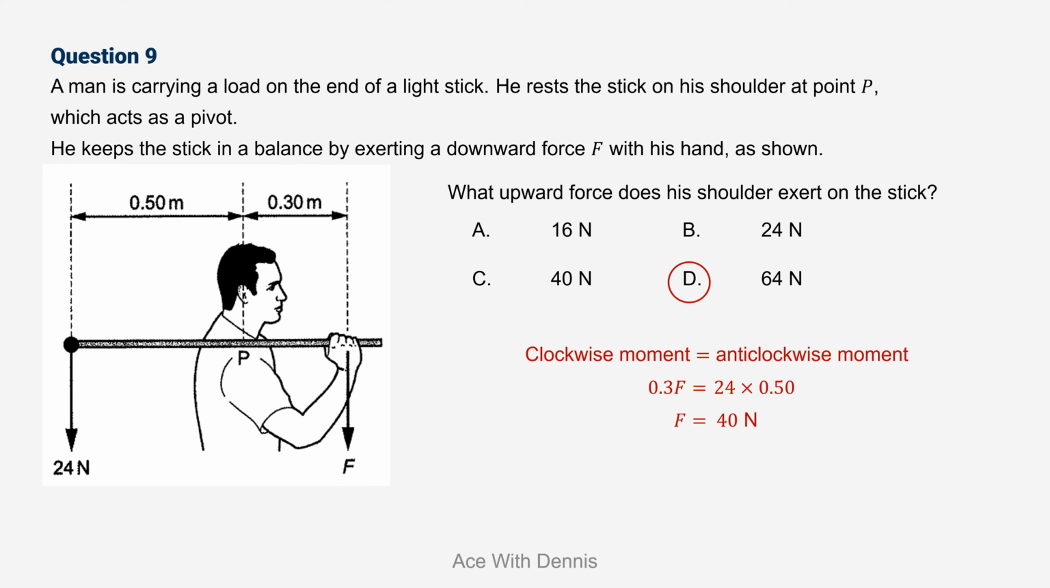Now we know that F is 40 newtons. So since this is in an equilibrium state, the total upward force will be equal to the total downward force. So the force exerted by the shoulder at P will be the upward force. Let's label it as Fp. Hence, Fp will be equal to the total downward force, which is 24 newtons plus the F, which is 40. Hence, it will be 64 newtons.